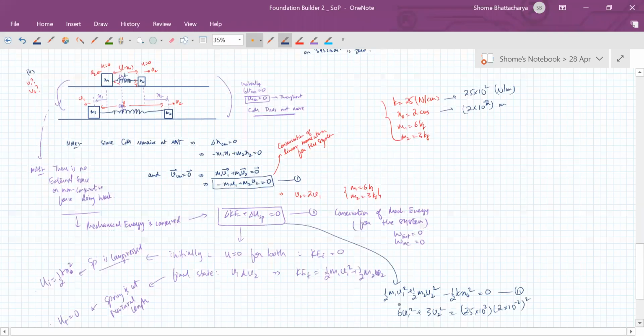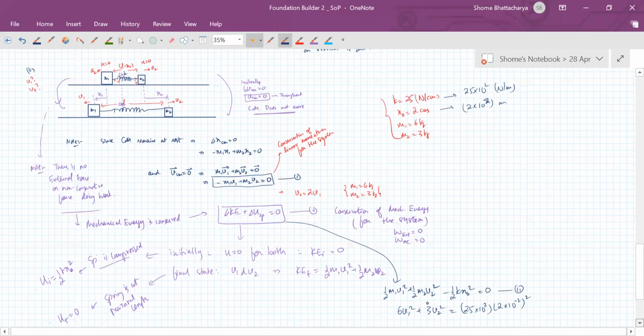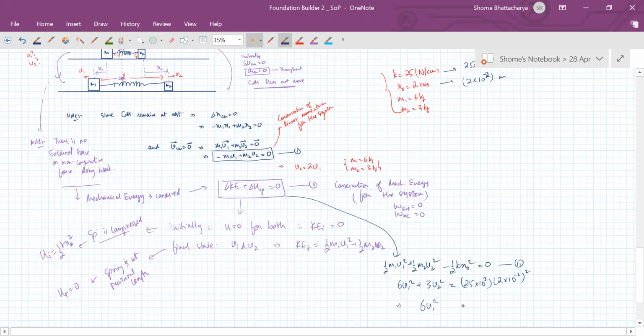So we will get this, that 6v1 square plus 3v2 square is equal to, this will become 25 into 4, so that's 100. So this is, I think, going to become 1. Just check, because this is 25 into 10 raised power 2 into 4 into 10 raised power minus 4. Okay. Yeah, so it should become 1.